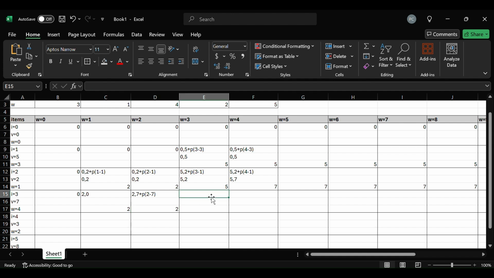Again, we'll repeat here. So if we did not pick up, it will be 5. We get it from here, 5. If we decide to pick up, it will be 7 plus the profit of the remainder, so 3 minus 4, right? And since 3 minus 4 is invalid, it will just remain as did not pick up, 5.